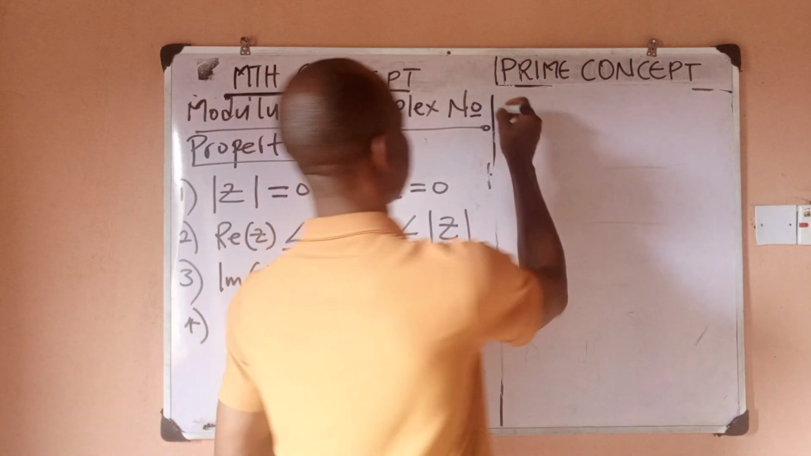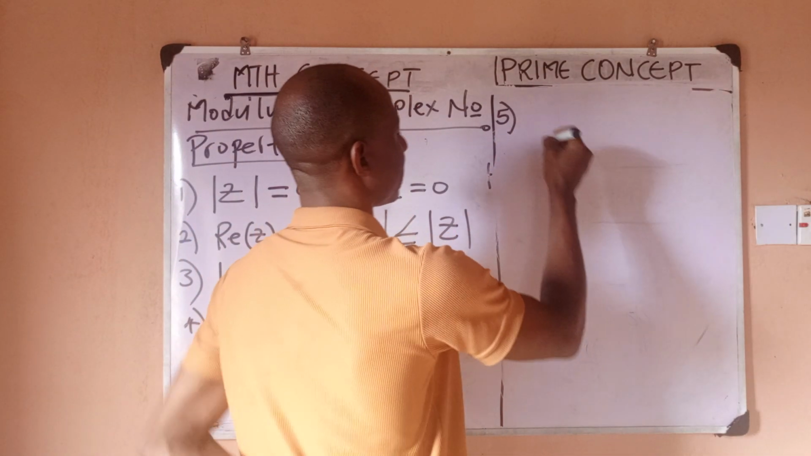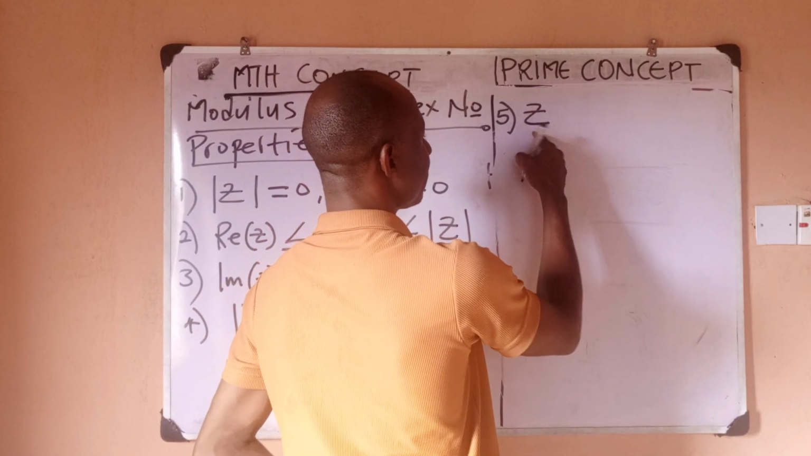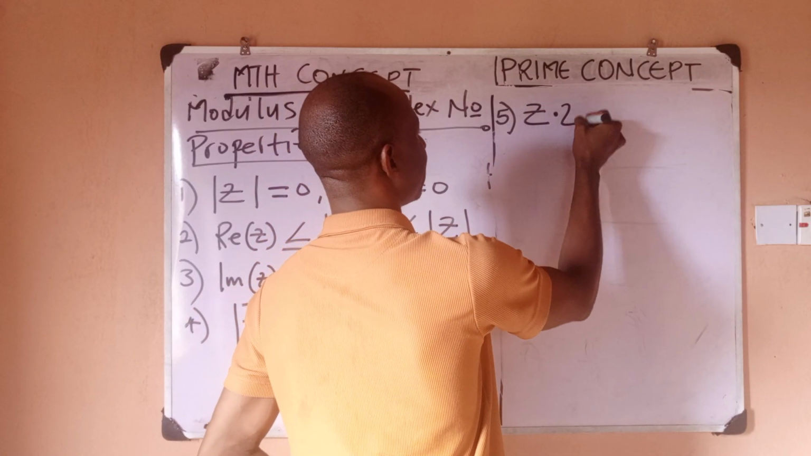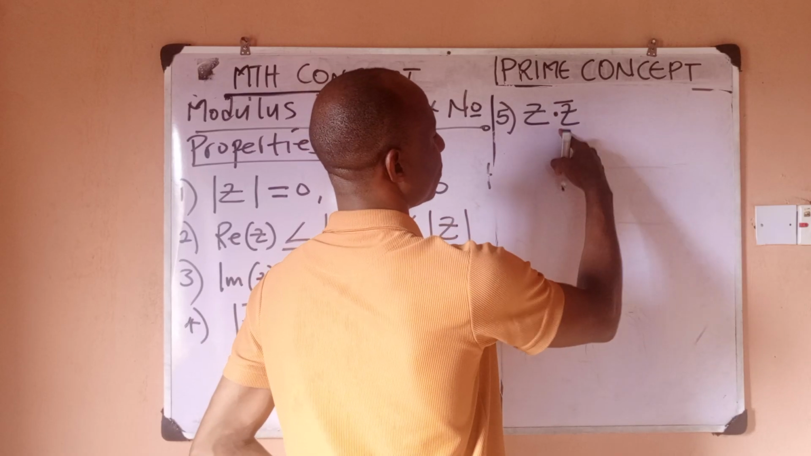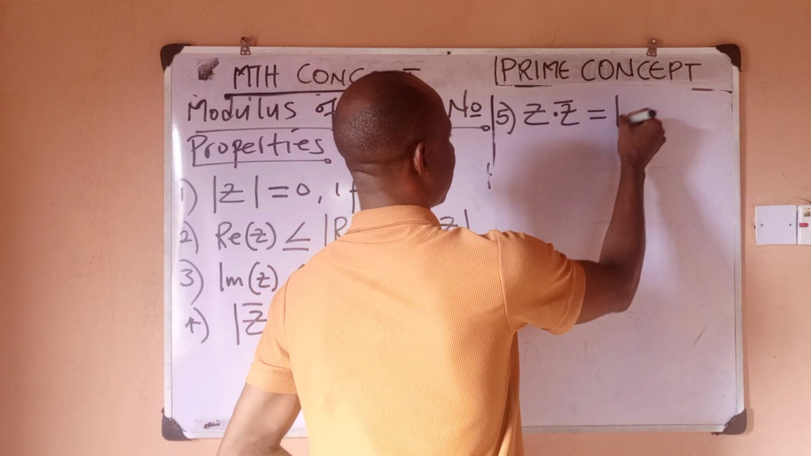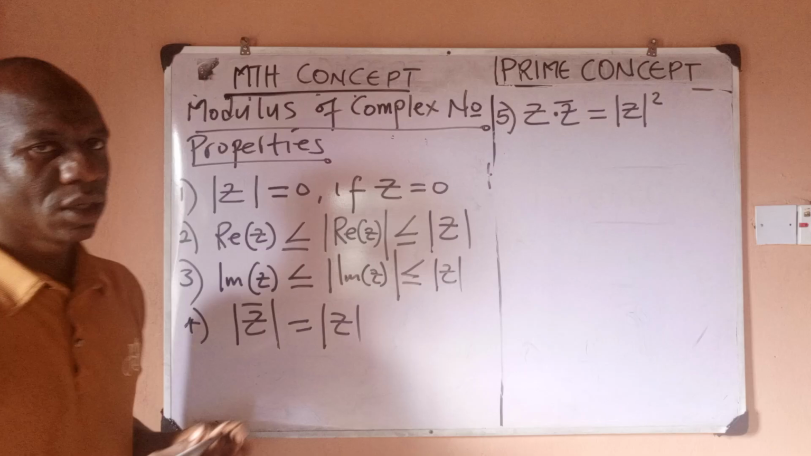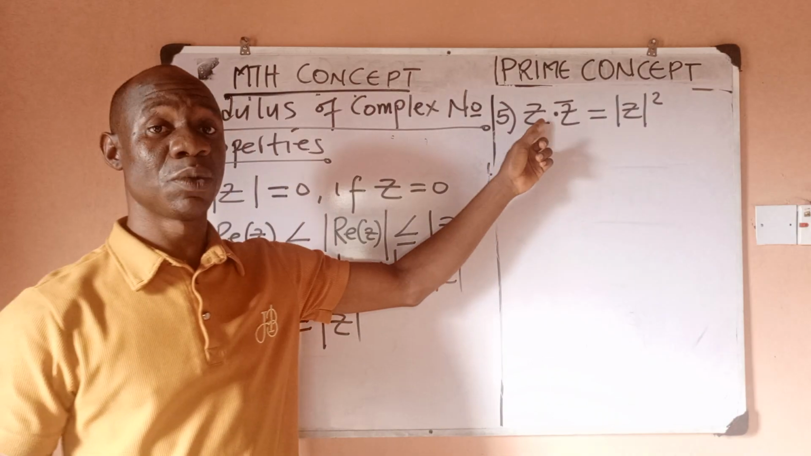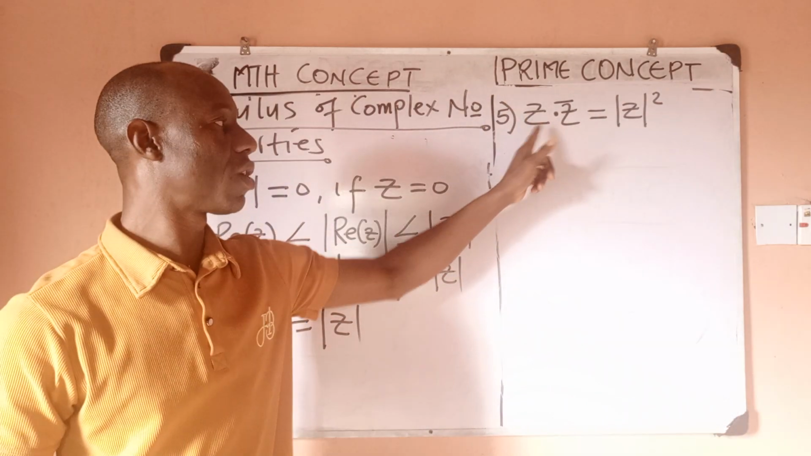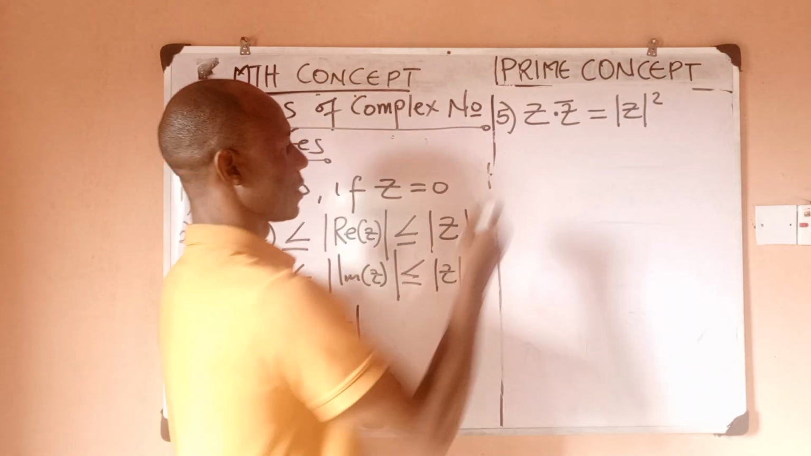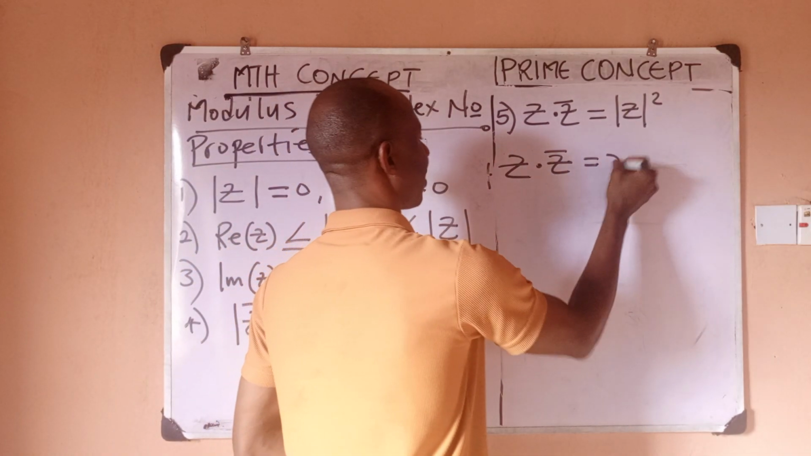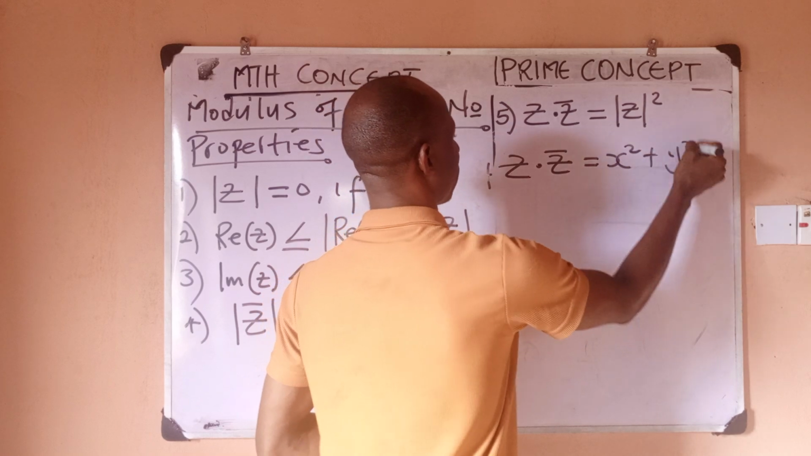Then property 5 is: if you multiply a complex number by its conjugate, the result will be the square of the modulus. This is true. We've seen this when we learned properties of conjugate. We saw that z times z conjugate is actually x squared plus y squared.